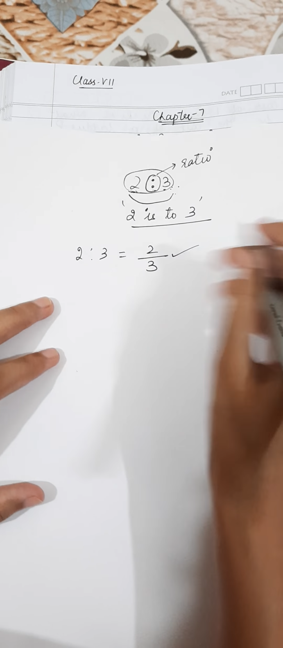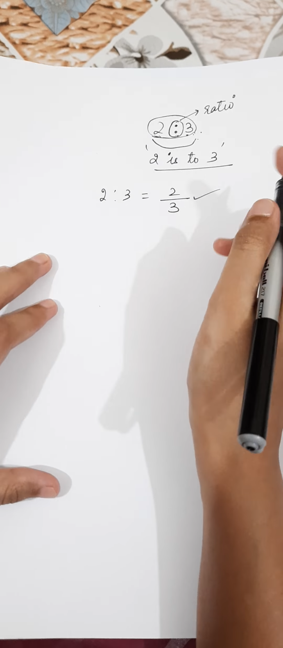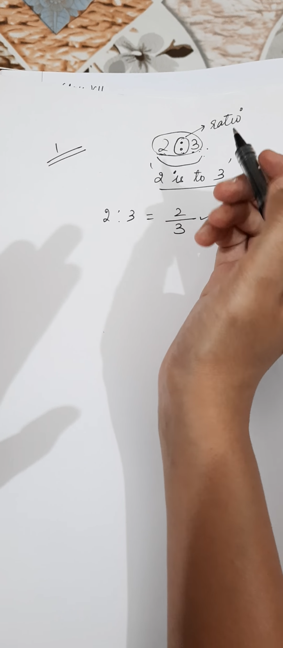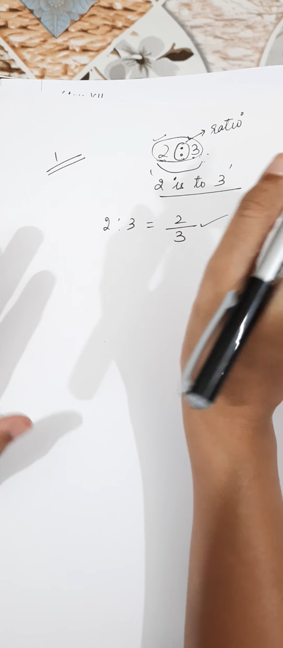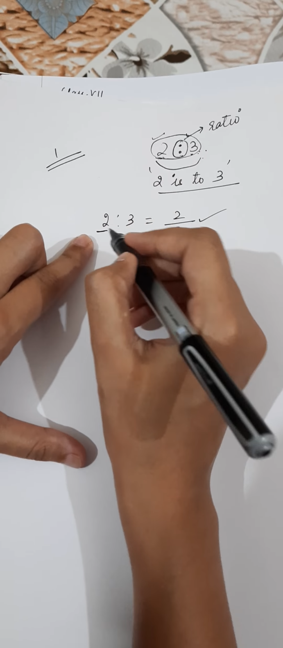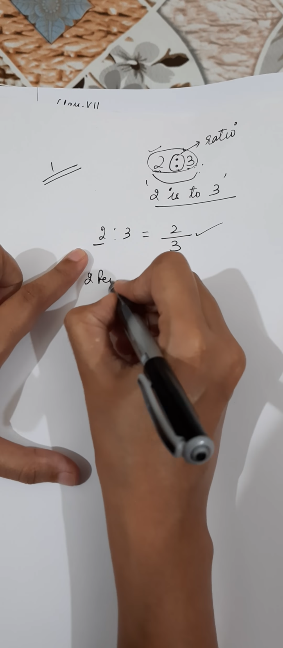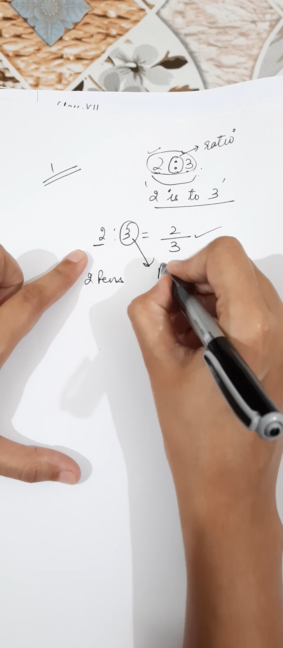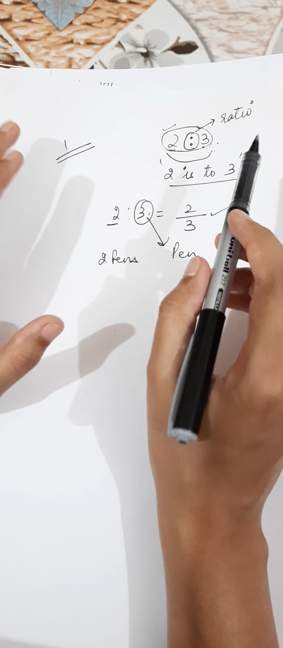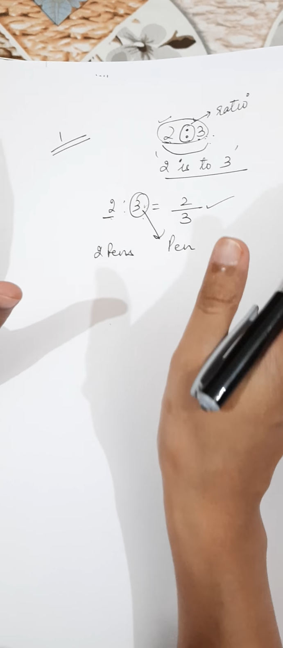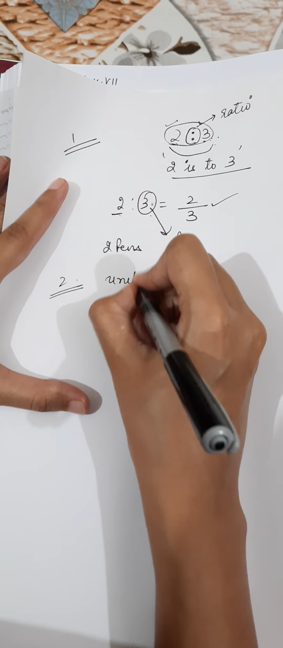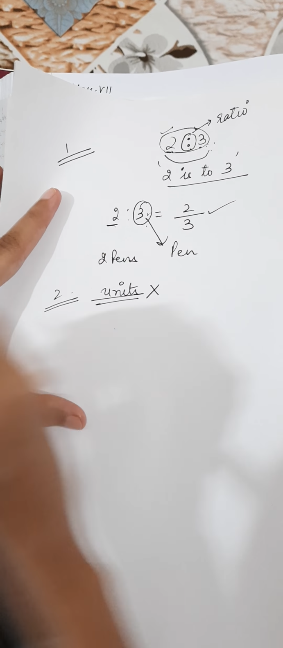Second thing about the ratio is that the two quantities which we are comparing have to be of the same kind. That is, if I am talking about 2 pens, then the other quantity is also going to be pens. It cannot be some other quantity. So we have to compare two quantities of the same kind. Second thing is that the ratio does not have a unit.